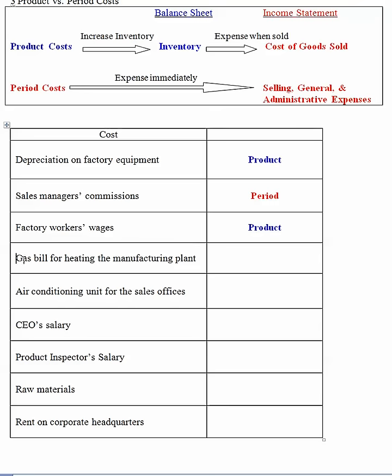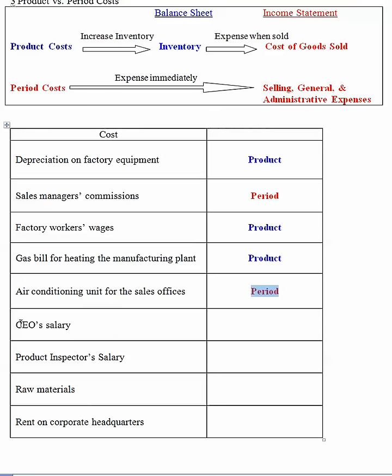Now the gas bill for heating, the key here is it's the manufacturing plant or the factory. If it's related to the factory, then it is a product cost. If it was the gas bill, though, for the administrative offices in another building, then that would be considered a period cost. So the fact that this is related to the manufacturing, it is a product cost. Air conditioning units for the sales offices, not the factory, will be a period cost.